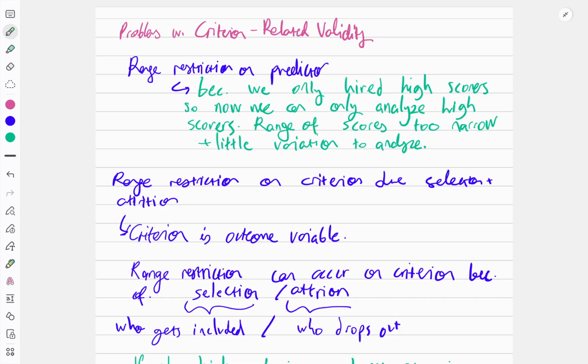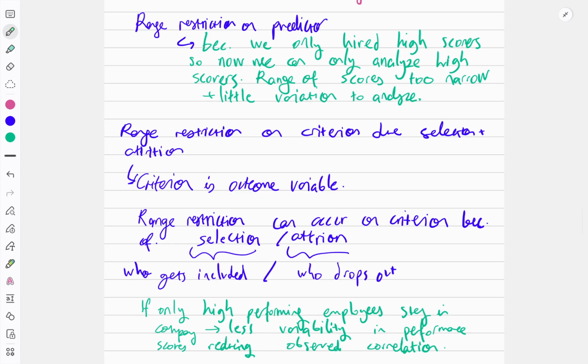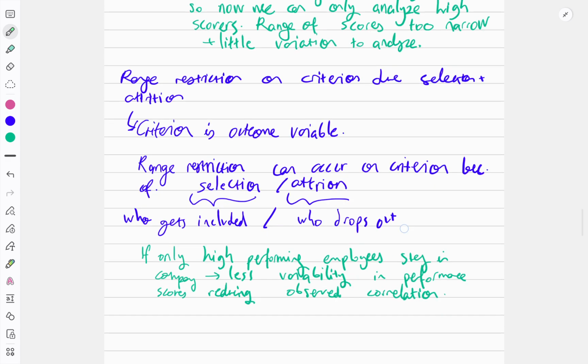So, let's continue with the items. Range restriction on criterion, due to selection and attrition. Attrition is basically who drops out of the study, and the people that we select are already the people that are working in that job, for example. So there's quite a range restriction if you come to think of it, and the criterion is the outcome variable. Range restriction can also occur on the criterion because of selection or attrition, like who gets included and who drops out.